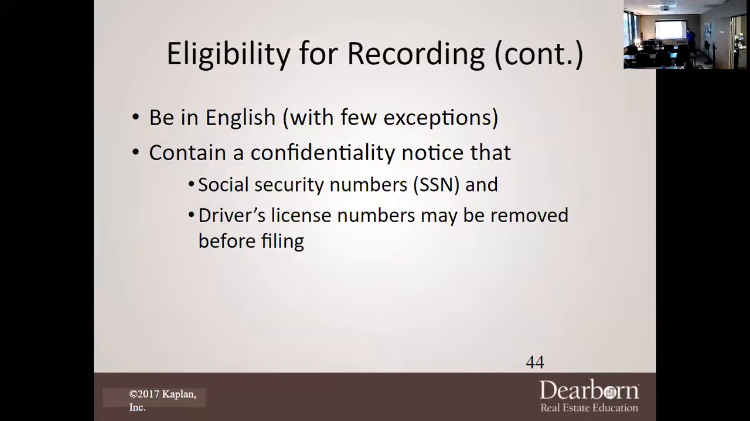I have people that ask me that all the time. Can it be in Spanish? No, it has to be in English. That's the law. Any documents filed have to be in English unless it meets one of the few exceptions.